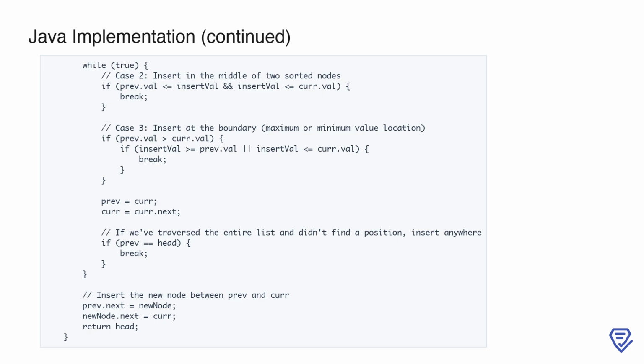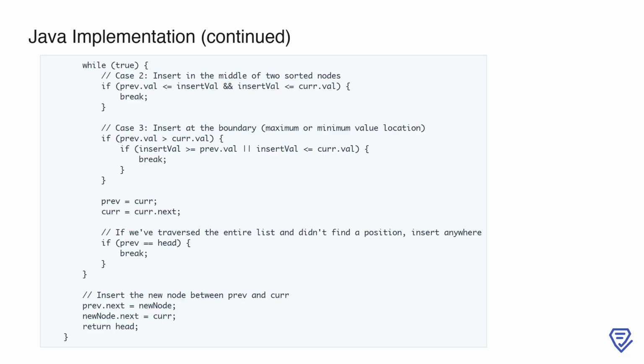The second condition handles cases where the new value needs to be inserted at the boundary of the list. This happens when the list wraps around, meaning previous.val is greater than cur.val. If the insertion value is either greater than or equal to previous.val or smaller than or equal to cur.val, it belongs at this boundary, and we break the loop.